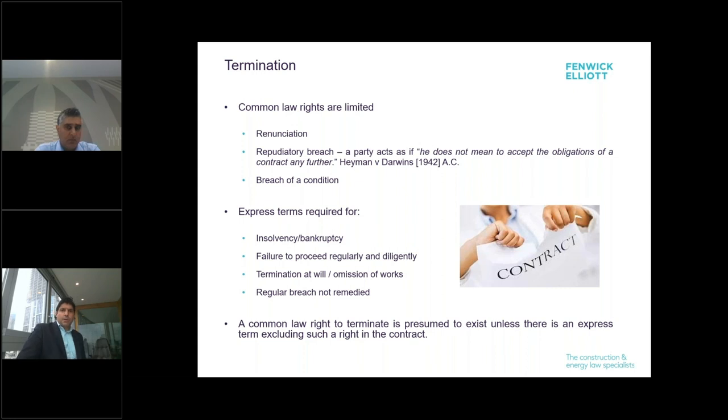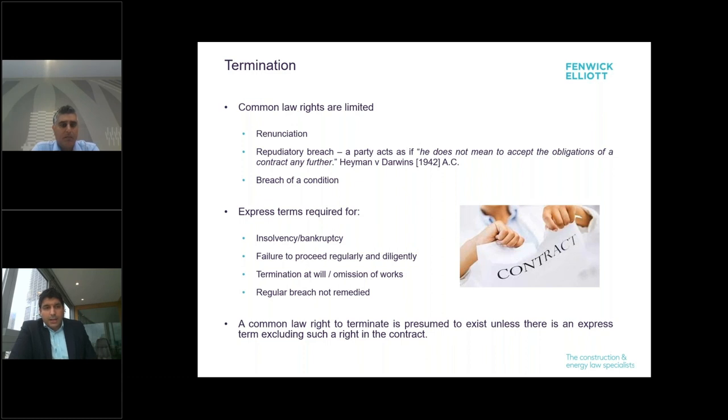And then I think just to wrap up here, termination. So if your contract's silent on termination, you're going to be relying on the common law rights to termination, which are pretty limited. You're looking at renunciation, repudiatory breach. So those are breaches that go right to the root of the contract, a party showing no real intention to accept the obligations of the contract any further, or breach of a condition as opposed to a warranty. And conditions can be implied by statute or be expressly stated in the contract itself.